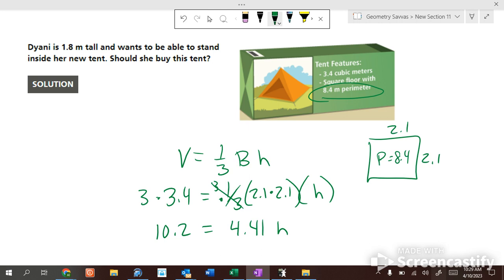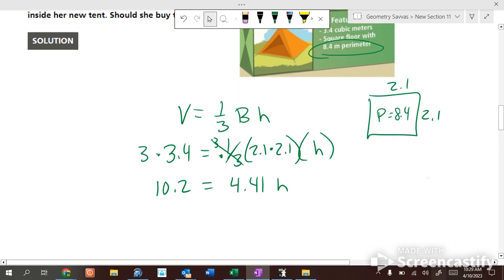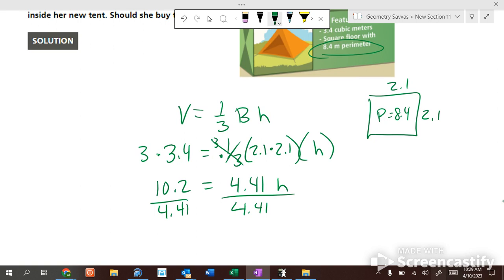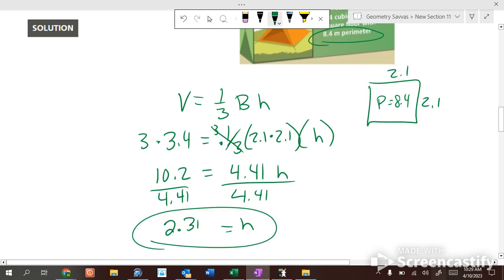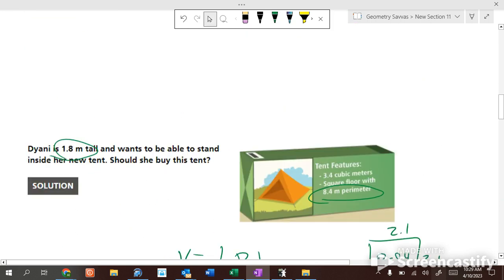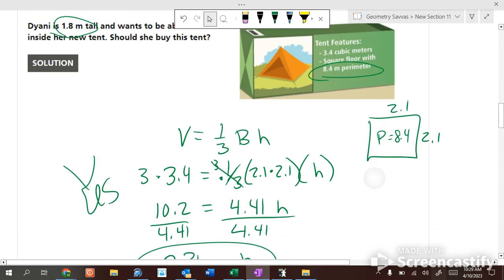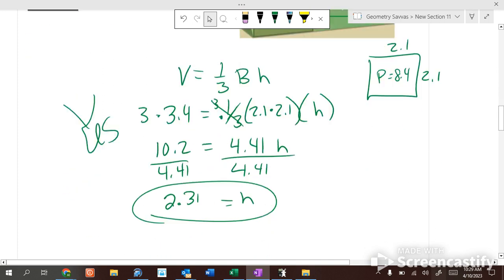Help me out, calculadoras. If we divide by 4.41, what do we get? 2.31 is the height. If she's 1.8 and the height of the tent is 2.31, can she stand in it? Yes. She can stand in the middle, not around the edges, but she can stand in the middle.